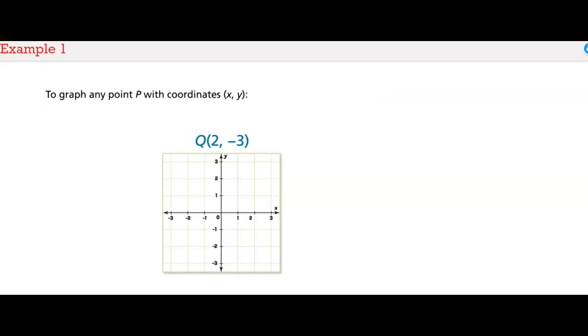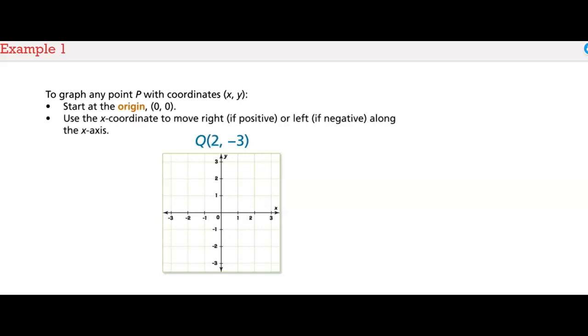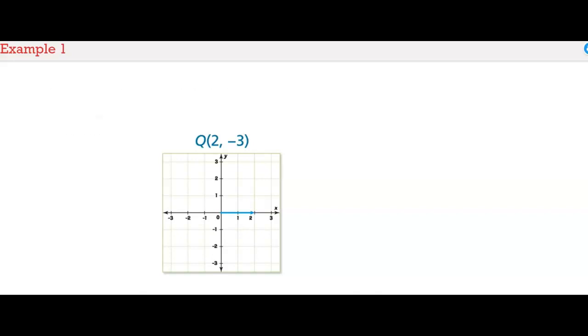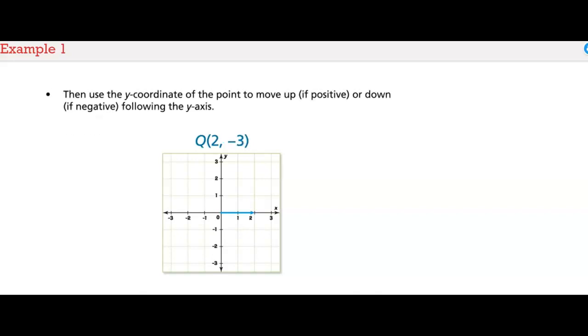To graph any point P with coordinates x, y, start at the origin 0, 0. Use the x-coordinate to move right if positive or left if negative along the x-axis. Then use the y-coordinate of the point to move up if positive or down if negative following the y-axis. Draw a point on the coordinate plane and label the point.